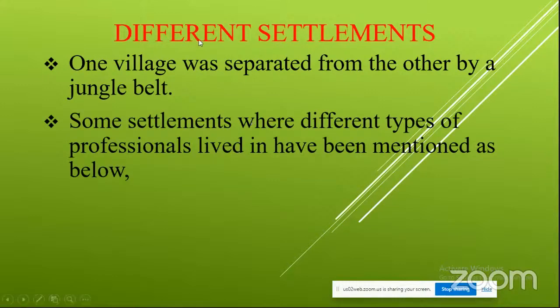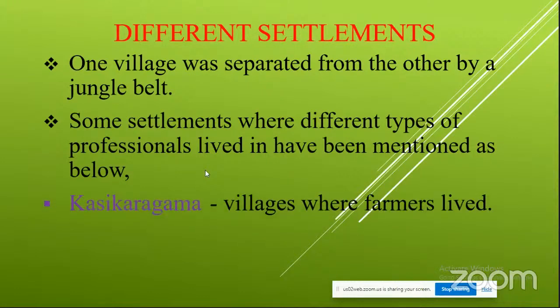In some settlements, different types of professionals lived. In other settlements, all the people in the village were doing the same economic activity. They were producing the same thing. Some examples: Kasikaragama. In Kasikaragama, everyone was living by doing agriculture. They were farmers. So the village had been named after their profession. Kasikaragama.